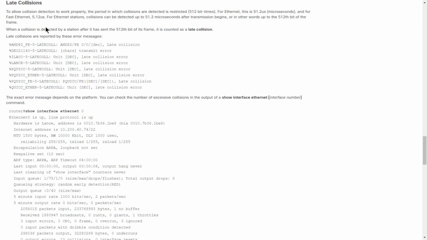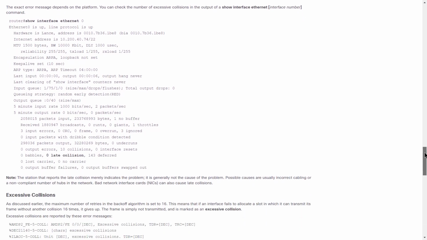Okay, so what is late collision? When a collision is detected by a station after it has sent the 512th bit of its frame, it is counted as a late collision. Okay, and it has given how you can check for the late collision, but we are more interested in the reasons. What are the reasons for it?